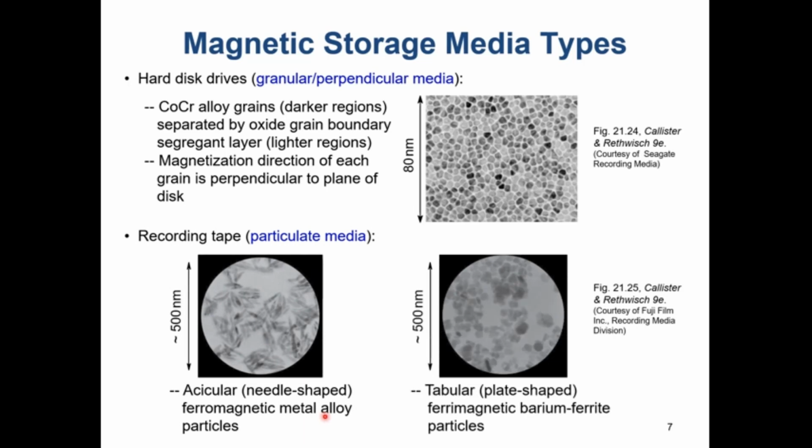If you can see from this image, this is the SEM, TEM image, if I'm not mistaken, the TEM image of the hard disk drive made up from cobalt chromium alloy grains, and these are the recording tape. This is a ferromagnetic metal alloy, and this one is ferrimagnetic barium ferrite particles. All of these are TEM images.